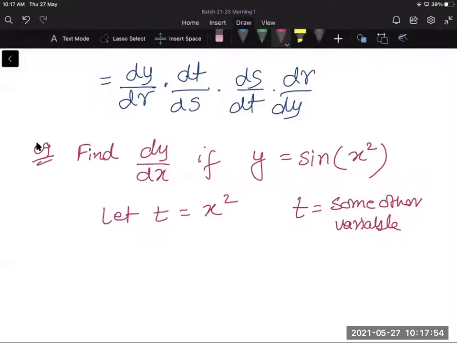Now you may say, for that we had f of x. So this t is something like that f of x only. But I will treat it as an algebraic variable, because ultimately x is a number, x square is a number, and therefore t is also a number.